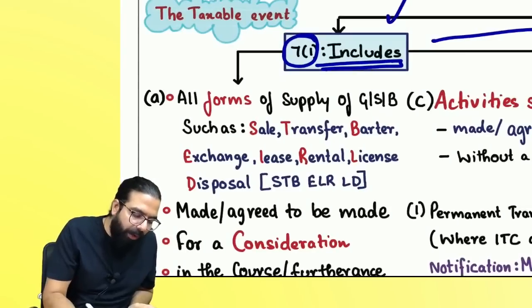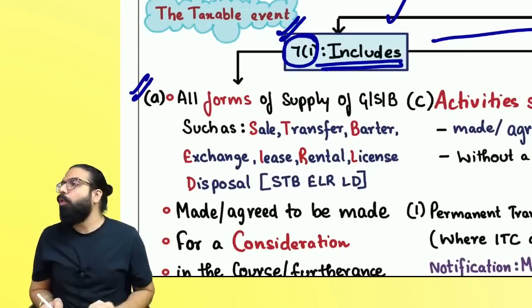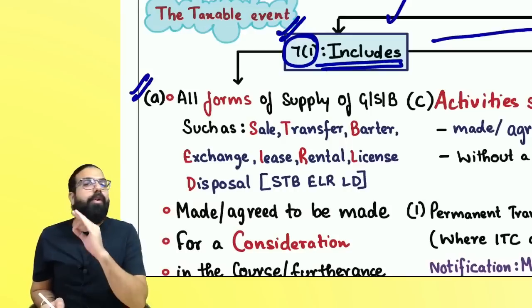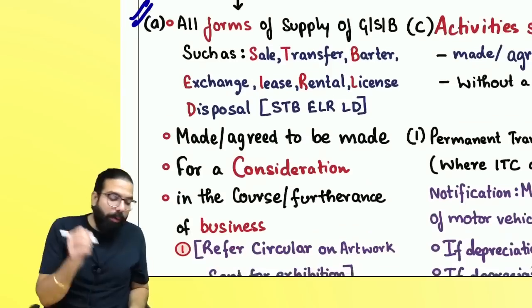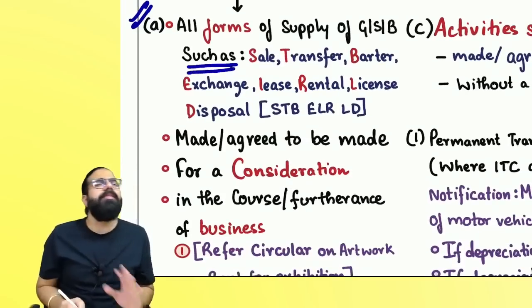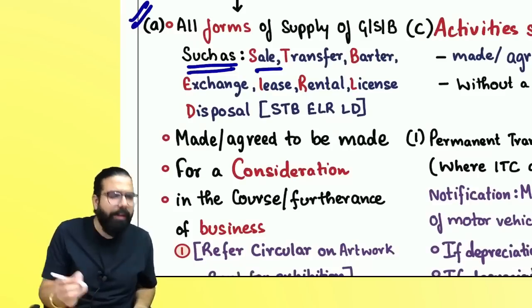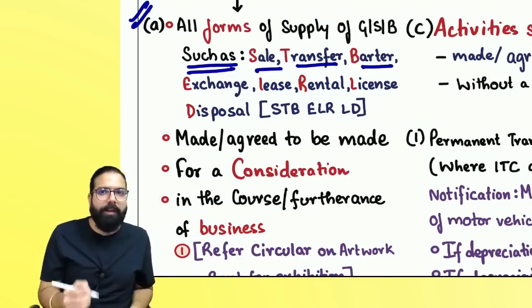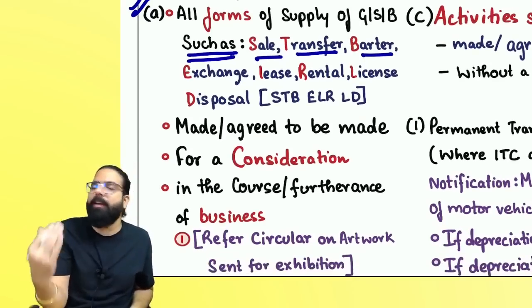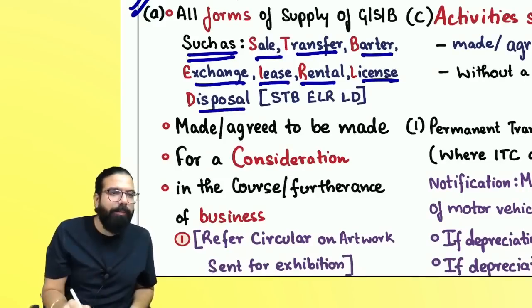Section 7.1, when we learn it, says that all forms of supply of goods, services, or both, whether you call them sale, transfer, barter, exchange, lease, rental, license, or disposal, are covered.